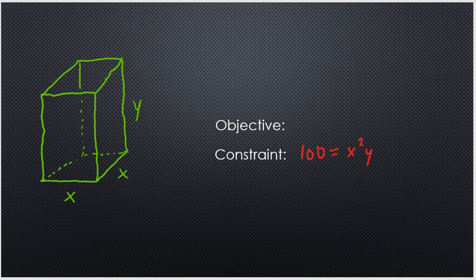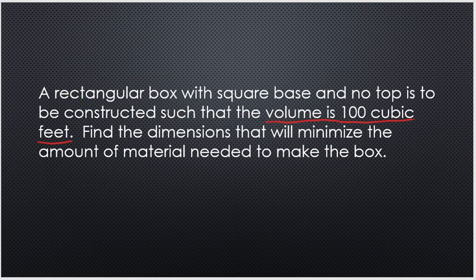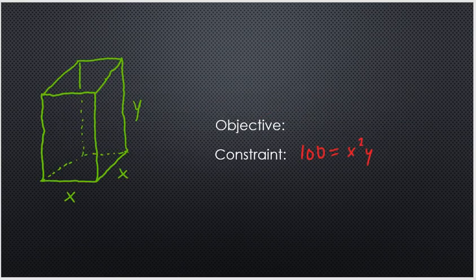The objective that we have to hold to, the question says find the dimensions that will minimize the amount of material needed to make the box. Now this is a little bit tricky, but saying the amount of material needed to make the box means that we're minimizing the surface area of this rectangular box. So let's come up with an equation for the total surface area for this box that we have to build.